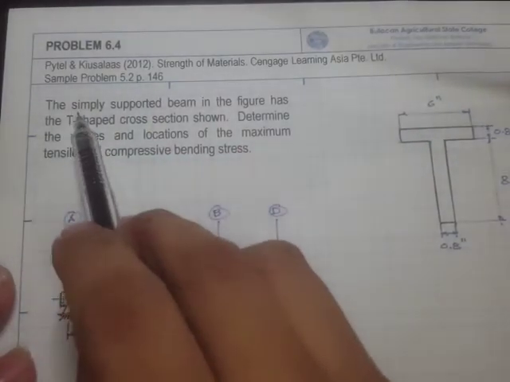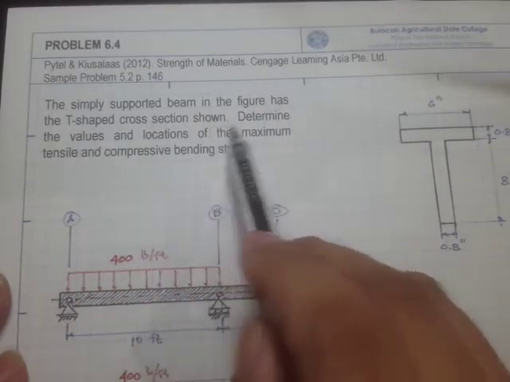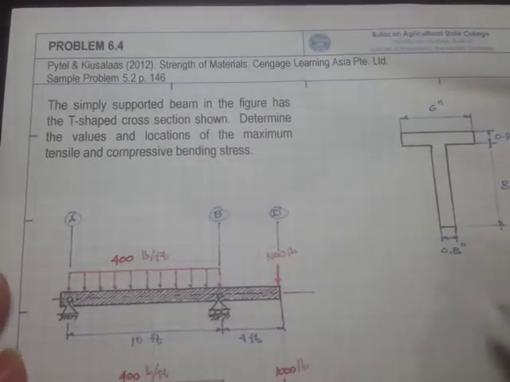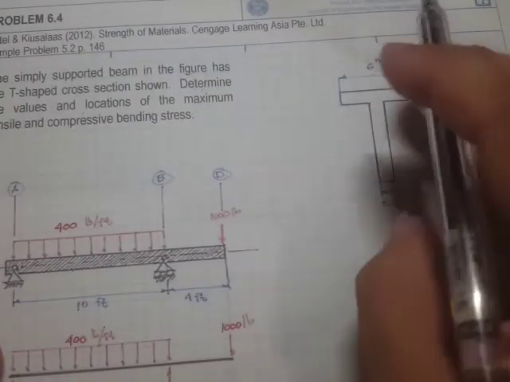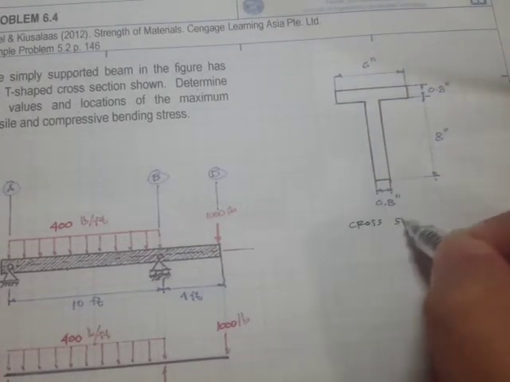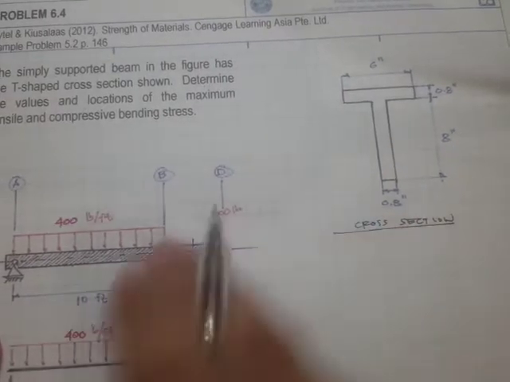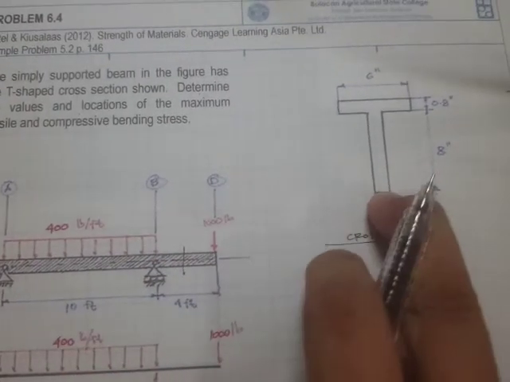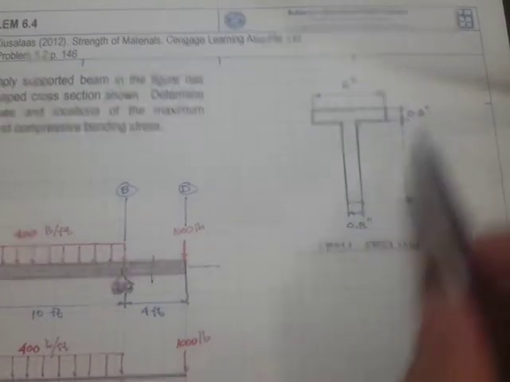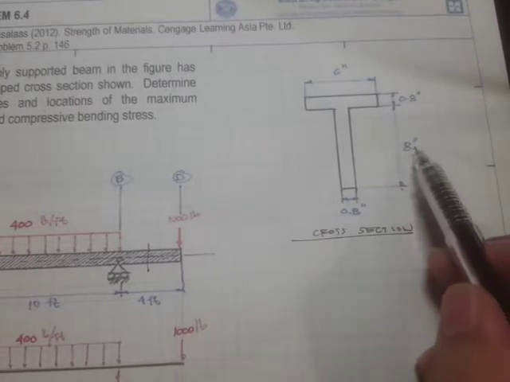The problem states that the simply supported beam in the figure has the T-shaped cross-section as shown. Determine the values and locations of the maximum tensile and compressive bending stress. So here's the cross-section of this beam. If you cut a section right here, that's going to be the shape. We have here 6 inches, 0.8 inches thick, and for the leg right here, we have 8 inches.